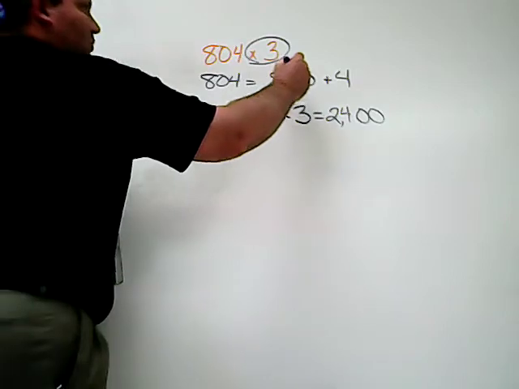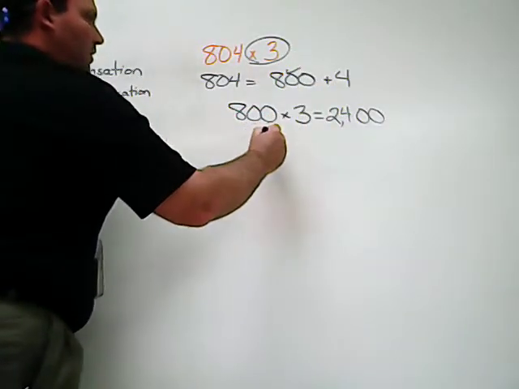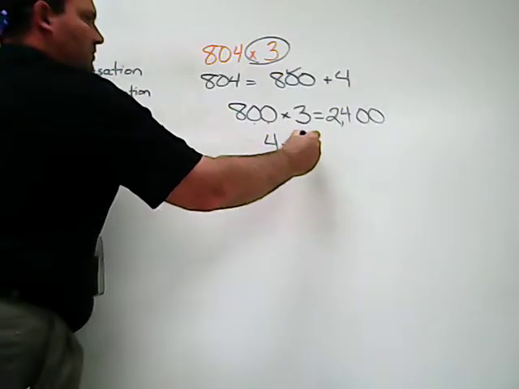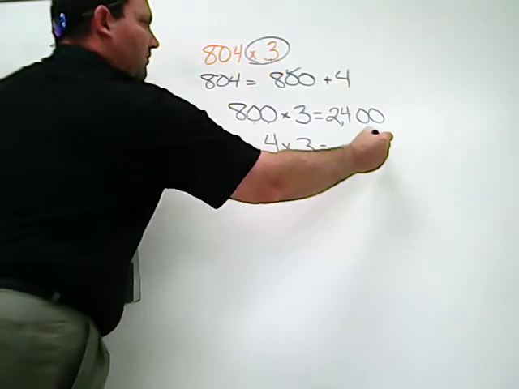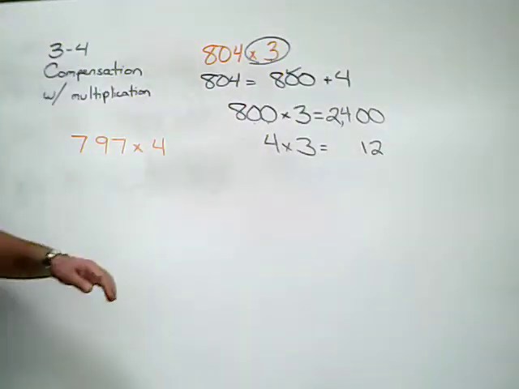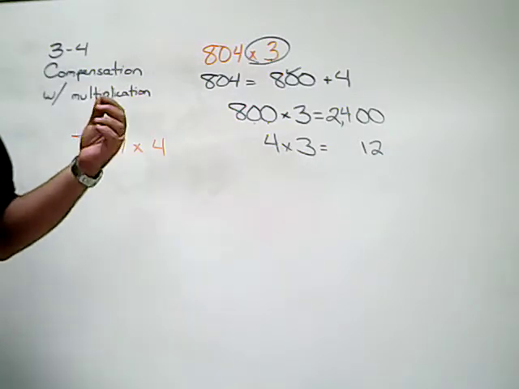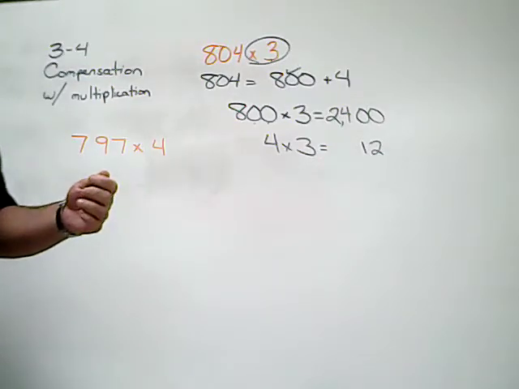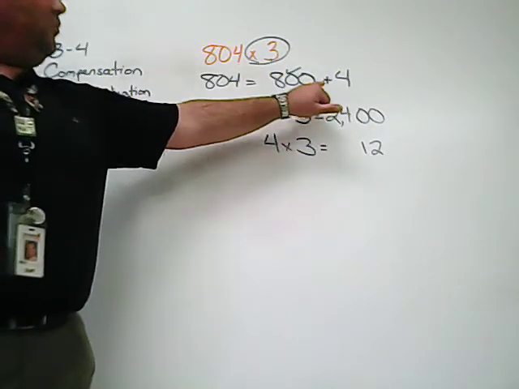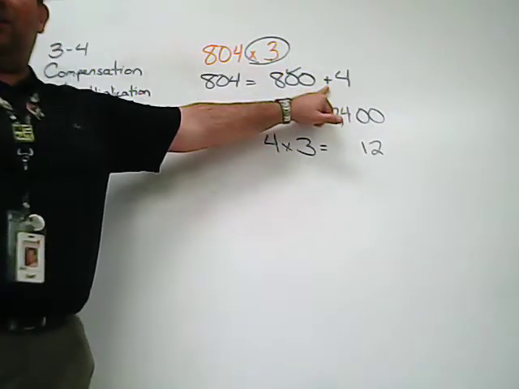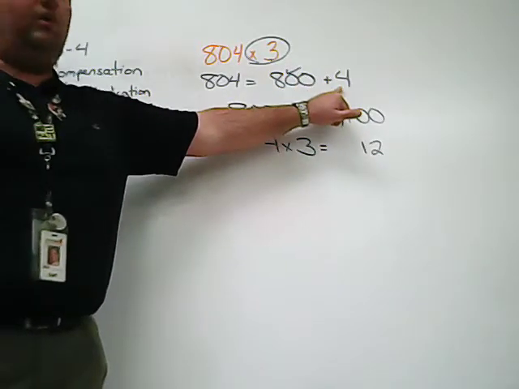So I did this one. Now I'm going to do the 4. 4 times 3, which comes from up there, equals 12. So what I have here are two partial products. This is where compensation can at times be a little bit different. The operation I'm going to do with the two partial products comes from whatever I did up here. So in this case, you'll see I had 800 plus 4.